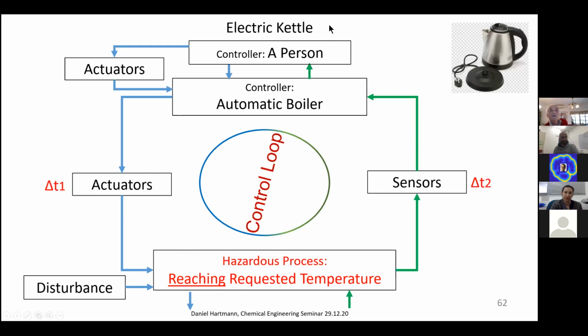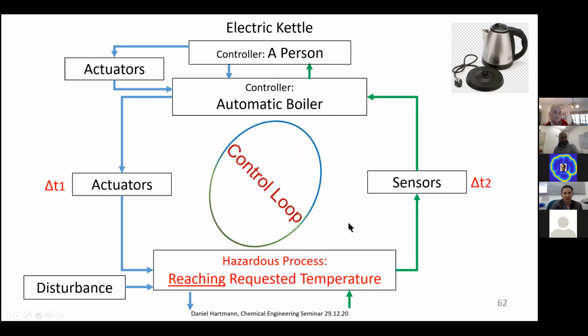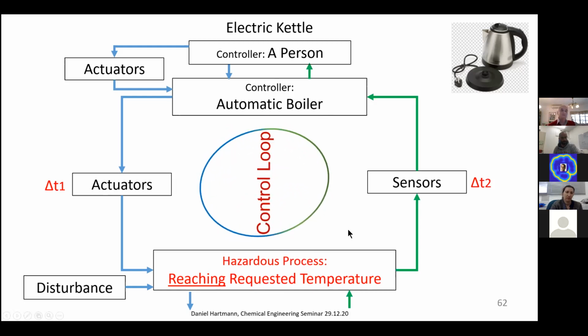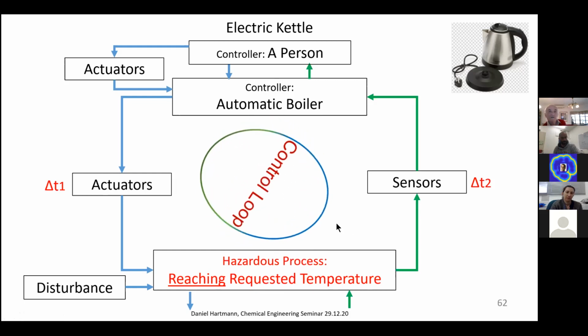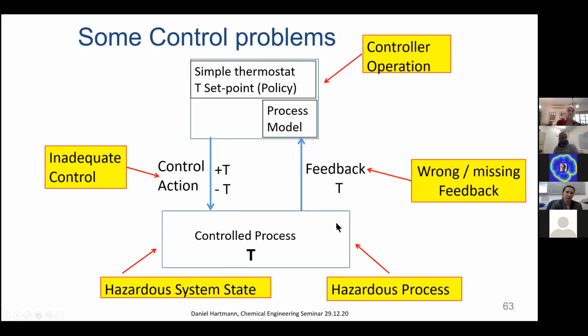So we have a person who wants coffee or tea. He has an automatic controller, the automatic boiler. It has a hazardous process, reaching the requested temperature. There's a sensor and so on. If we want to design an electric kettle, we know this, but we know that this can have control problems here, here, here, here.